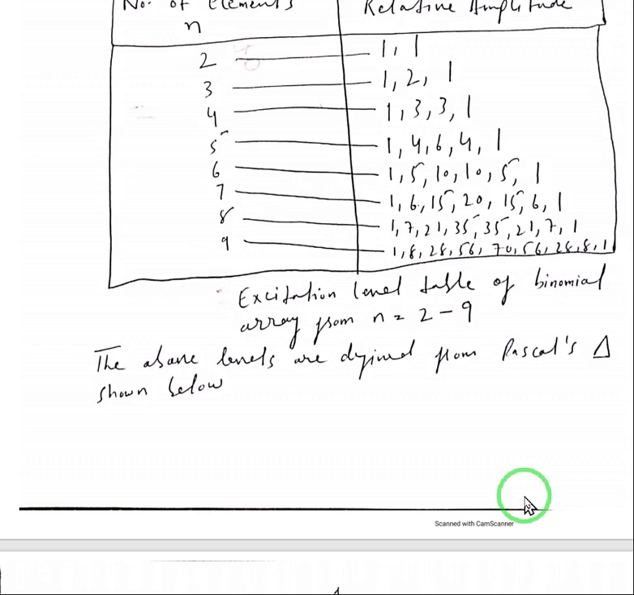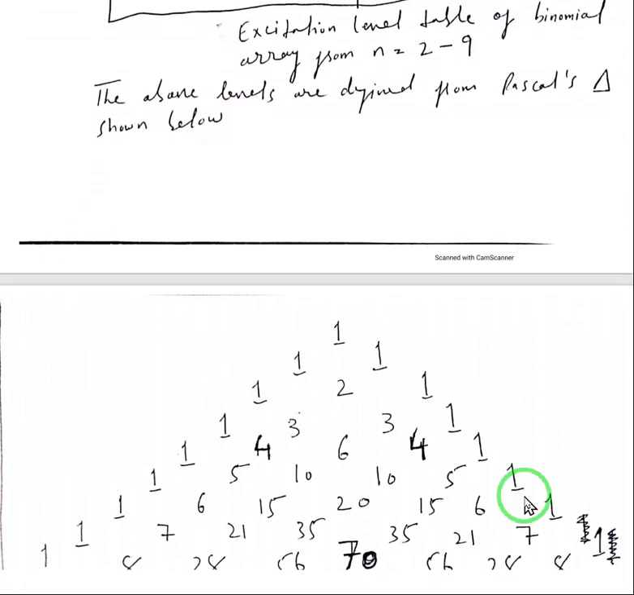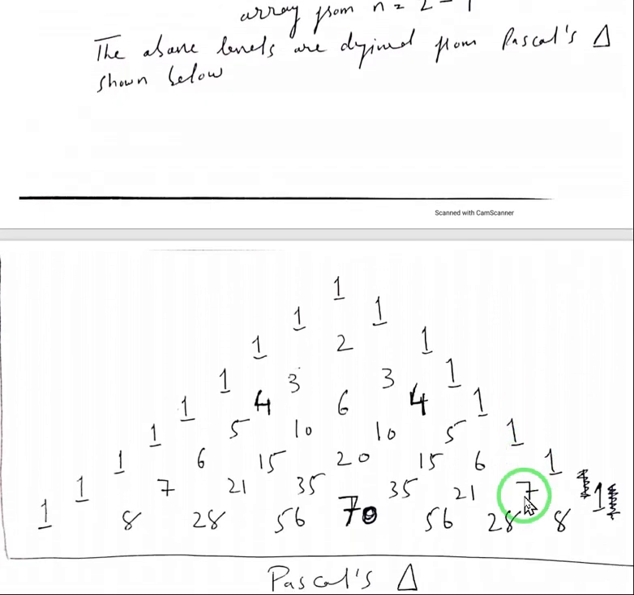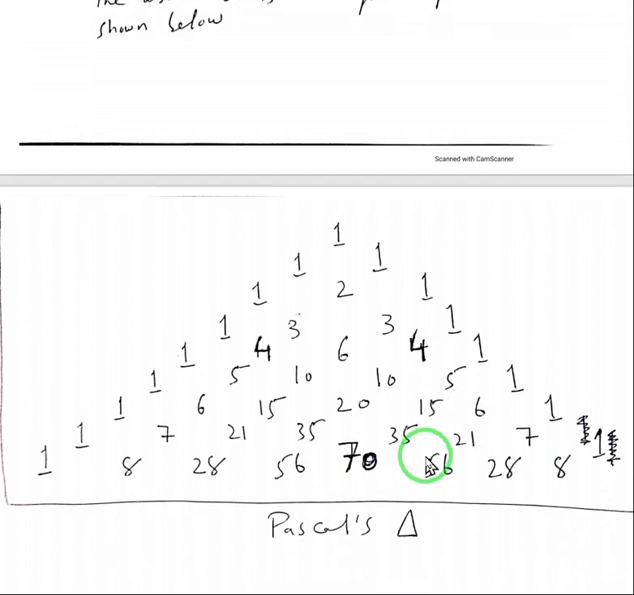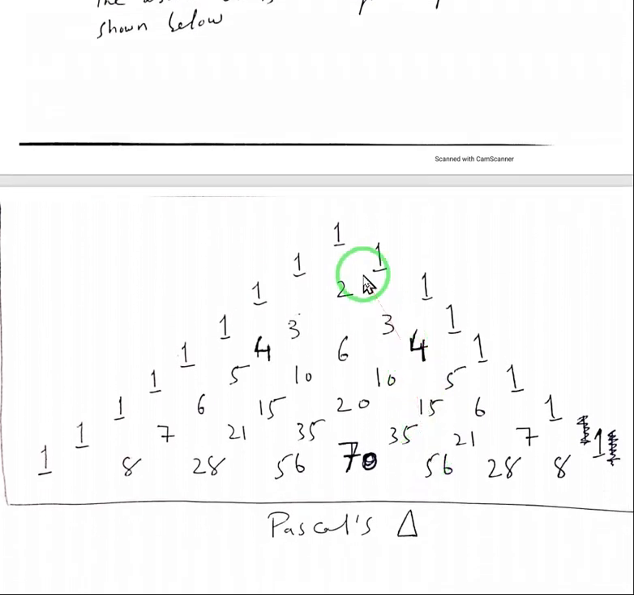triangle, which has proved this triangle as the power of mathematics. This Pascal triangle provides the excitation level for binomial array. And here we can see it has been started from the 1.